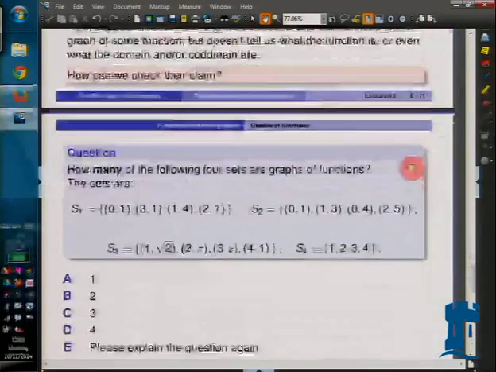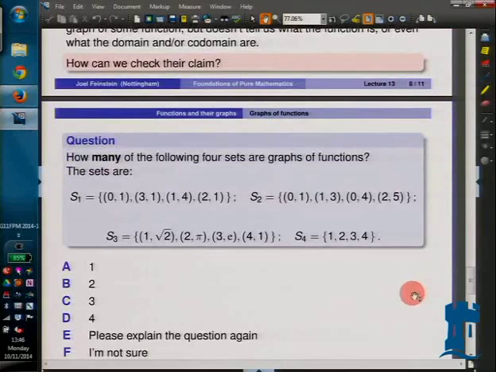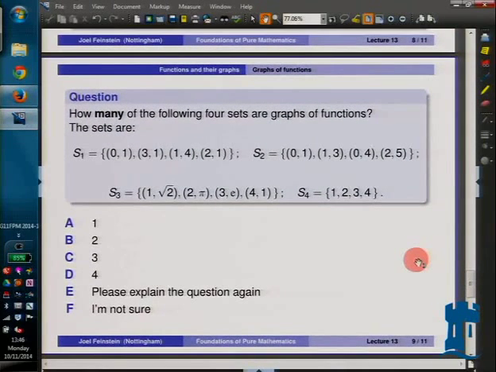Now, I don't have time to get you to do this, unfortunately, so I'm going to explain it, okay? Here are 4 sets, each of which might or might not be the graph of a function. Now, how do you recognize the graph of a function when you don't know the domain or the codomain? Well, if it is the graph of a function, the domain can be found by looking at the first coordinates. So if S1 is the graph of a function, then the domain must consist of 0, 3, 1, and 2.